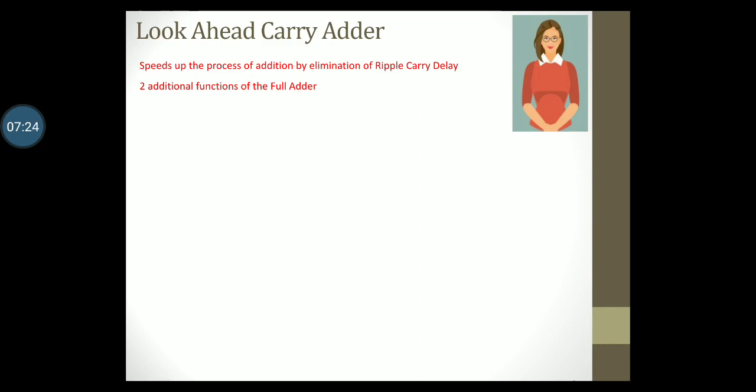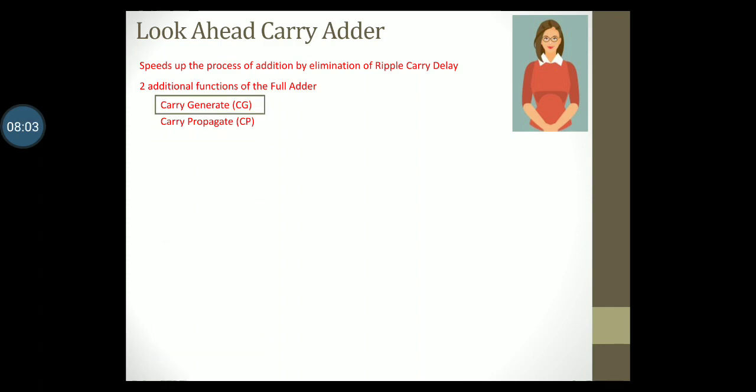An adder that speeds up the process of addition by eliminating ripple carry delay is called the look-ahead carry adder. This particular adder examines all the input bits simultaneously and also generates the carry-in bits for all the stages. The method of speeding up the addition process is based on two additional functions of the full adder: carry generate, which we will nickname as CG, and carry propagate, which we will call CP.